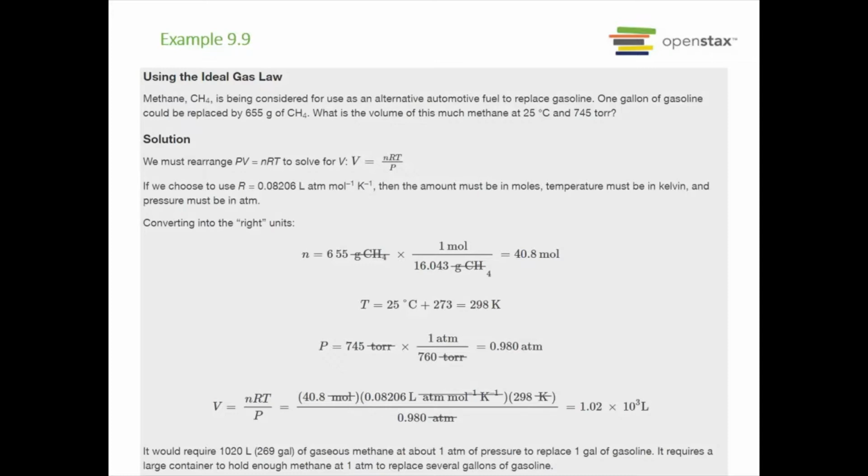But nonetheless, 1 gallon of gasoline can be replaced by 655 grams of methane. What is the volume of this much methane at 25 degrees Celsius and 745 torr?